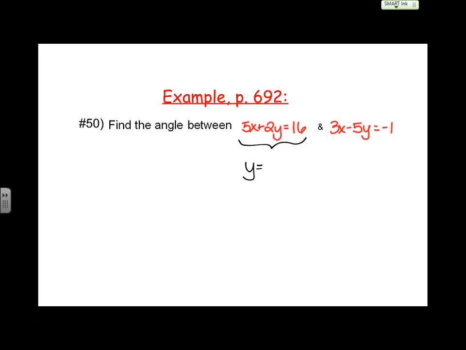So you should get 5. Isn't it 5, 6, 5? Yes.